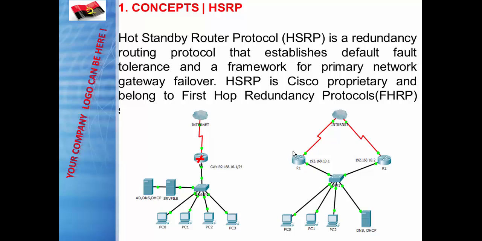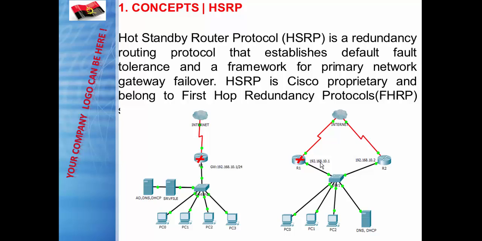So let's consider the second scenario. Maybe the company decides to use another solution, having redundancy to access the internet. Now let's consider that these users are using the gateway of router one. This scenario is more comfortable, because you have two paths. If router one fails, you have router two allowing you to access the internet. But even so, if router one fails, these machines are currently using this gateway.